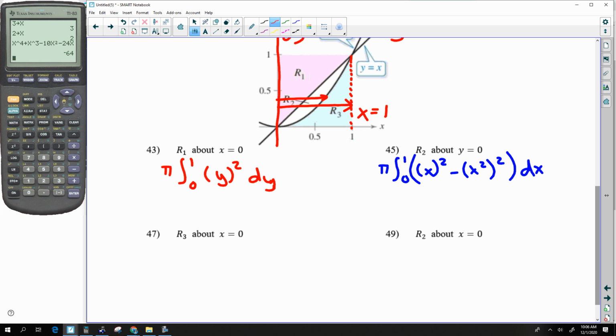So this is going to be the integral from 0 to 1 of the big radius, which is 1, minus, actually not 1 minus, it'll be 1 squared minus the little radius, which again was the square root of y, squared dy. Because it's going about x equals 0, or aka the y-axis.